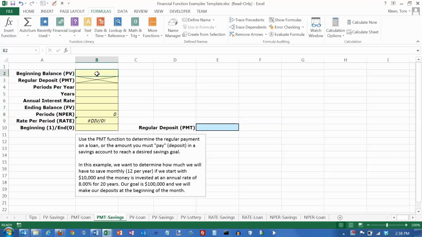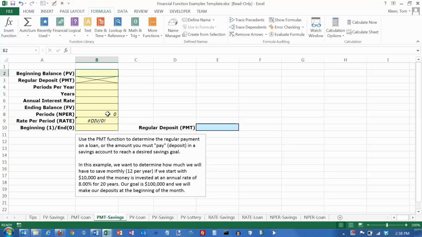In this video, we're going to take a look at another of Excel's financial functions. We are going to take a look at the payment function, and the payment function can be used in two ways. It can be used to compute the payment on a loan, if you're paying off a loan. It can also be used to compute what your payment must be into a savings account if you want to reach a particular savings goal over a period of time, and that's the one we're going to look at here.